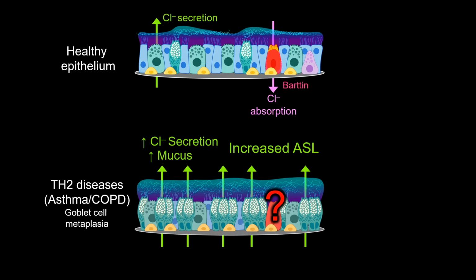And specifically, we looked at what might happen under Th2 type disease processes, specifically asthma and COPD, where you typically have a lot of interleukin-13, which we know causes goblet cell metaplasia. And under these conditions, you have many more goblet cells, increased mucus production, increased chloride secretion, leading to increased airway surface liquid volume. But nobody had really looked at what is happening to the ionocyte under these conditions.